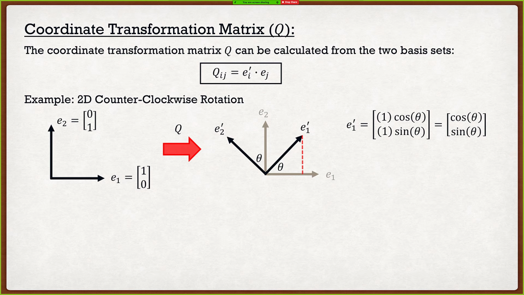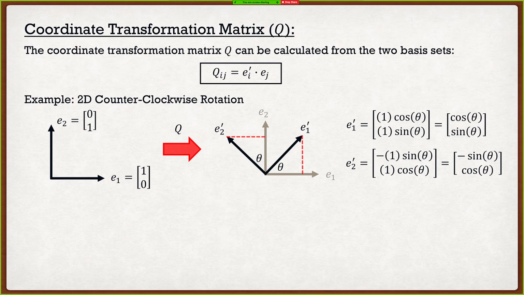Nice and easy. Similarly, we can look at E2 prime. In the x direction, this is going to the left. Therefore, we know that it's in the negative direction, and the magnitude is 1 multiplied by sine theta. Similarly, E2 prime in the y direction is 1 multiplied by cosine theta. Therefore, E2 prime is equal to (negative sine theta, cosine theta). Nice and easy. So what do we do to find our coordinate transformation matrix Q?